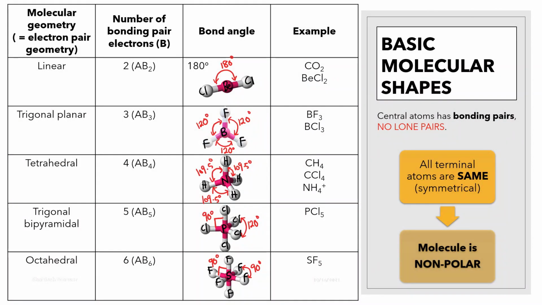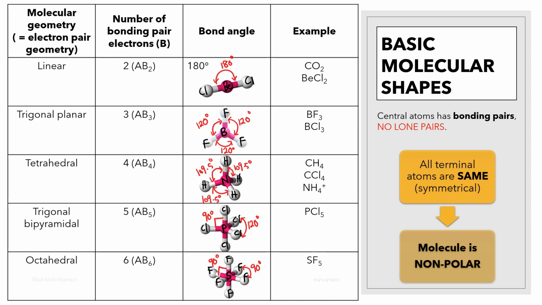This is the example of basic molecular shapes. So as you can see from these structures, the central atom has bonding pairs sahaja and no lone pairs. So walaupun all bondings here adalah polar bonding, okay, ataupun kita katakan mempunyai bond dipole, tetapi since all terminal atoms adalah sama and it is from the basic molecular shapes, so the shape is said to be symmetrical, so this molecule will be a non-polar molecule.